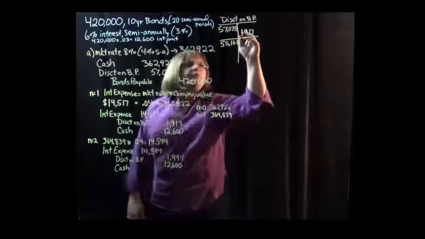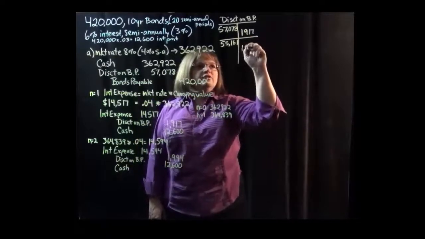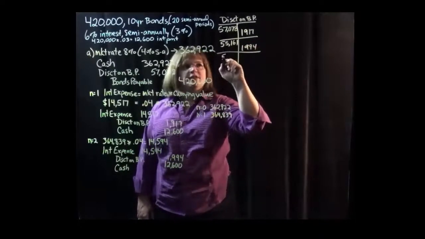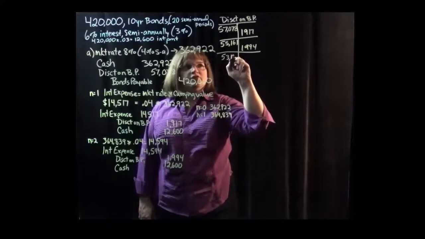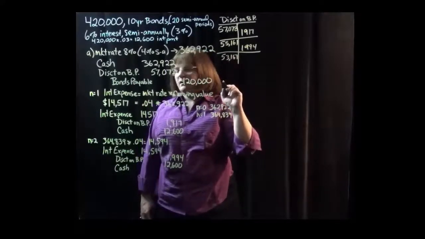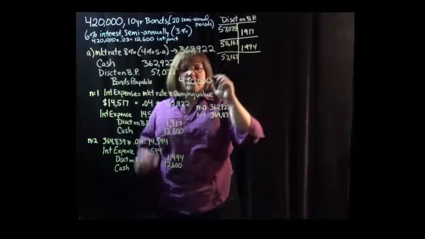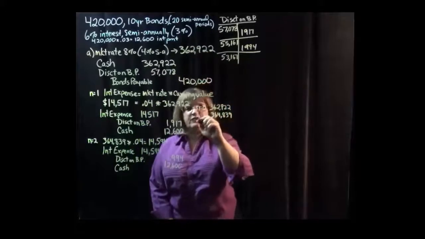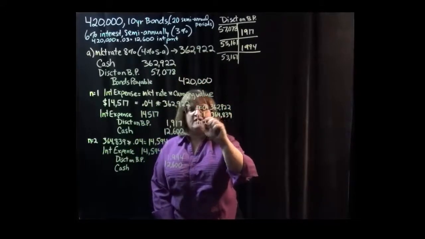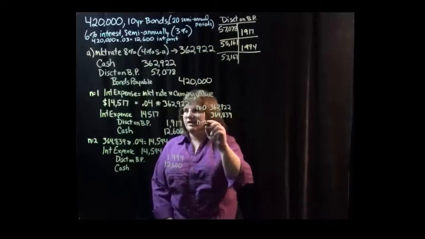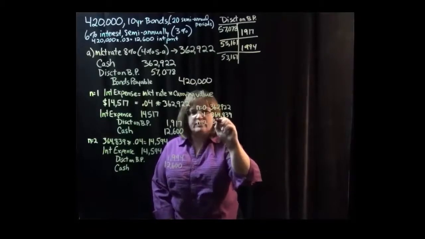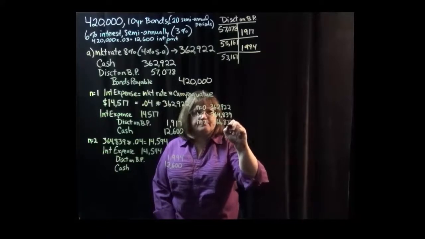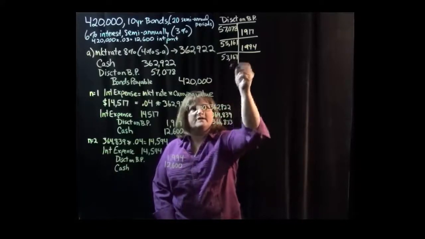Once that entry gets posted to the discount account, that will then leave us with a balance of $53,167. That will then leave us with a carrying value of $420,000 minus the $53,167. So at the end of the second interest payment period, our carrying value will now be $366,833. Again, that's $420,000 minus $53,167.